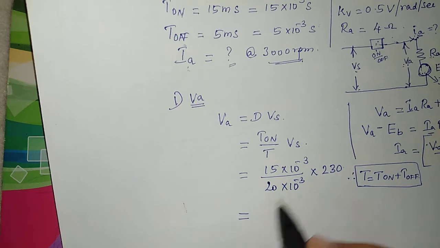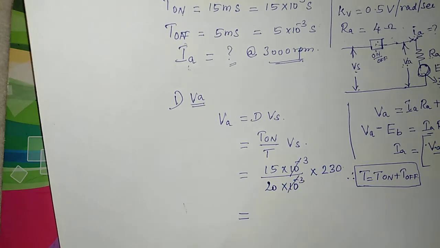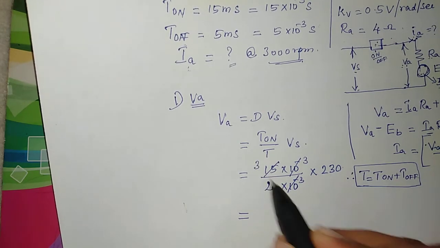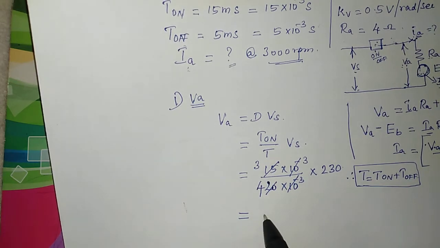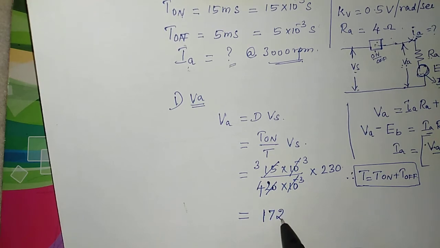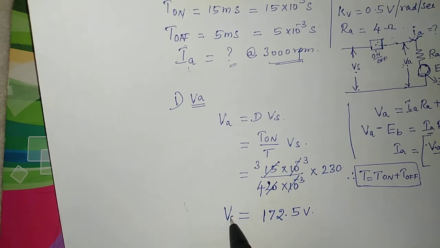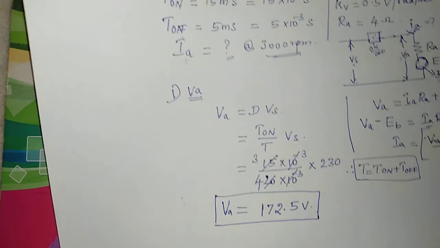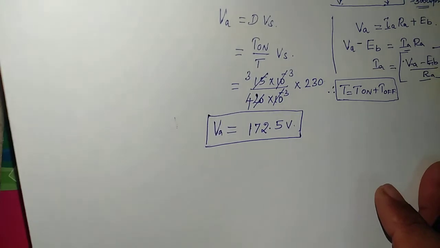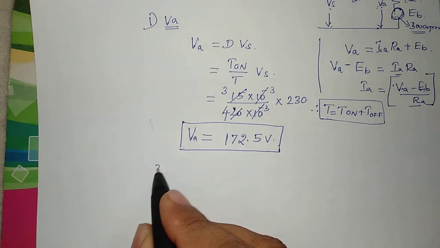If you simplify, both get cancelled. So here 3, here 4, 3 by 4 into 230, by calculation the answer is 172.5 volt. That is our Va. So the first step of our identification of the answer is over. And next step, we need to calculate what Eb is.